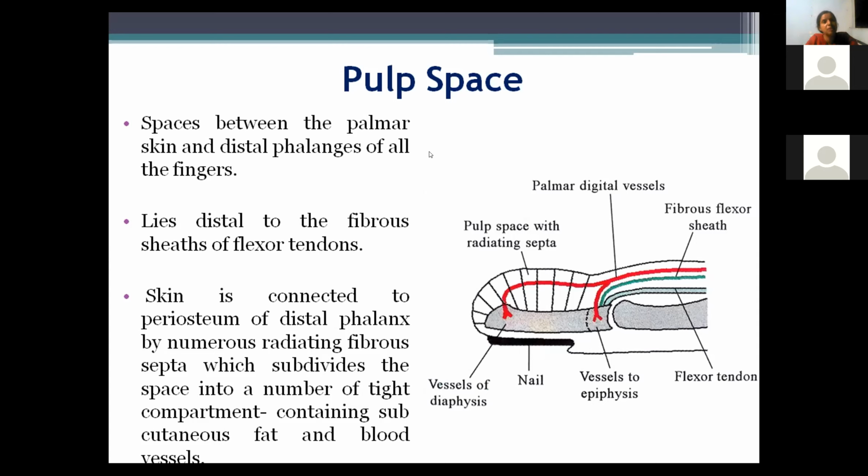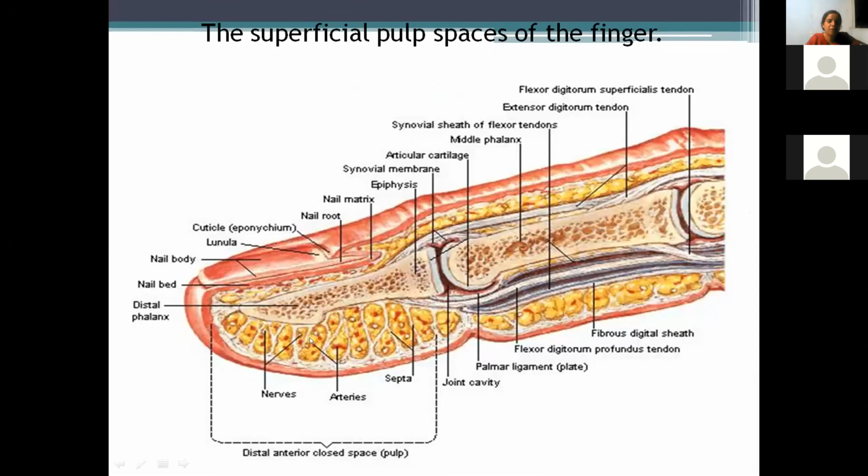But the pulp space is also a very popular question. We have a space between the palmar skin and the distal phalanges of all the fingers. Okay, it lies distal to the fibrous sheaths of the flexor tendons. Skin is connected to the periosteum of the distal phalanx by numerous radiating fibrous septa. They contain tight compartments which contain a lot of fat and also blood vessels. So like that a lot of fat is shown.